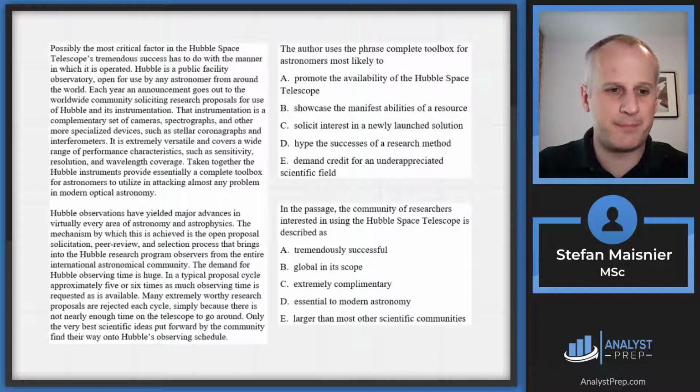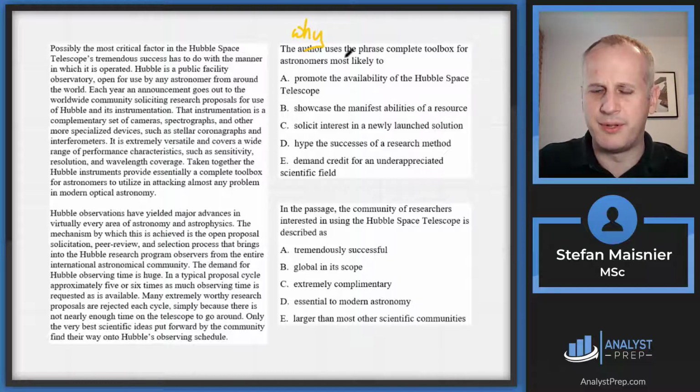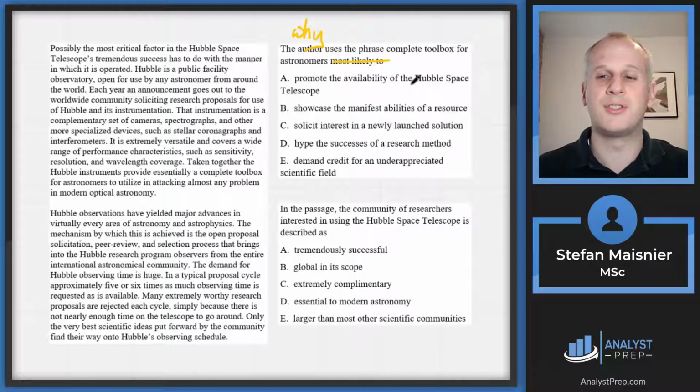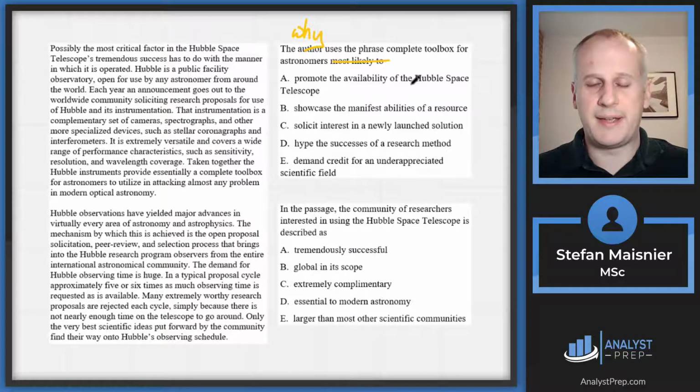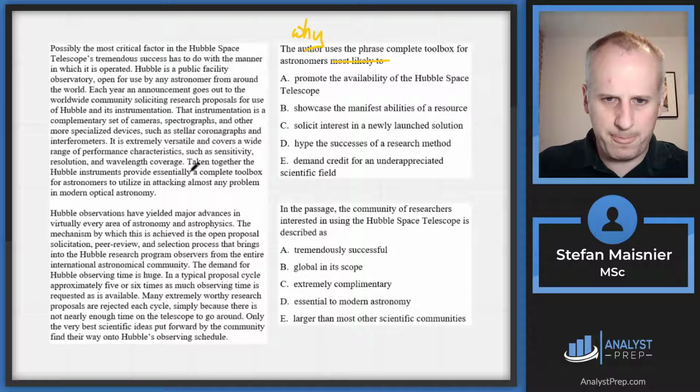But the first step is going to be, of course, to try to rephrase this as a what or a why question. So if we're being asked the author's use of something, that's why: why use the phrase "complete toolbox for astronomers"? And we can basically just ignore this "most likely to" part as being relatively irrelevant. So we'll go straight into the passage and seek that phrase, and we find it down here.